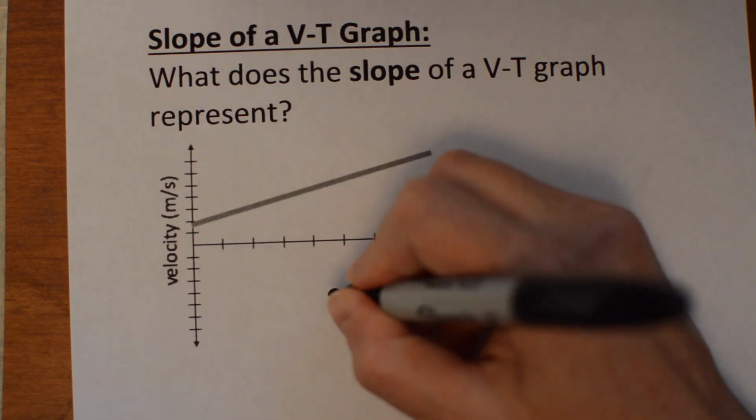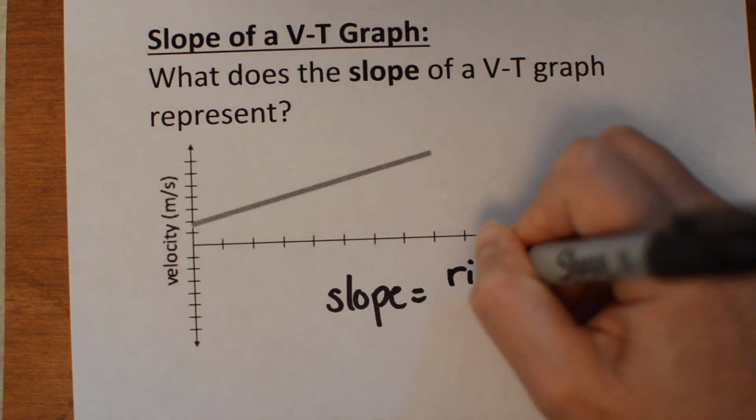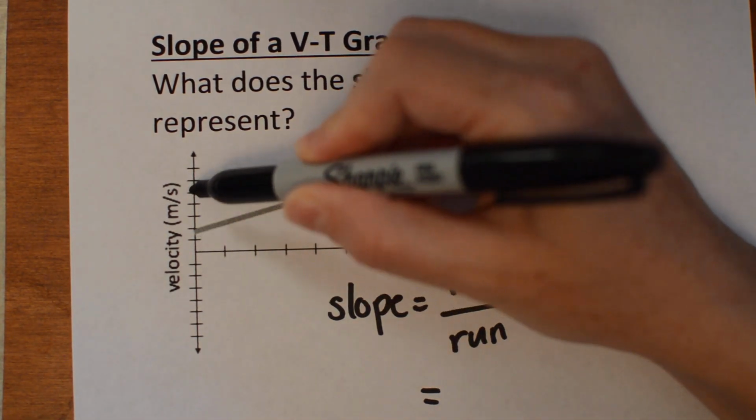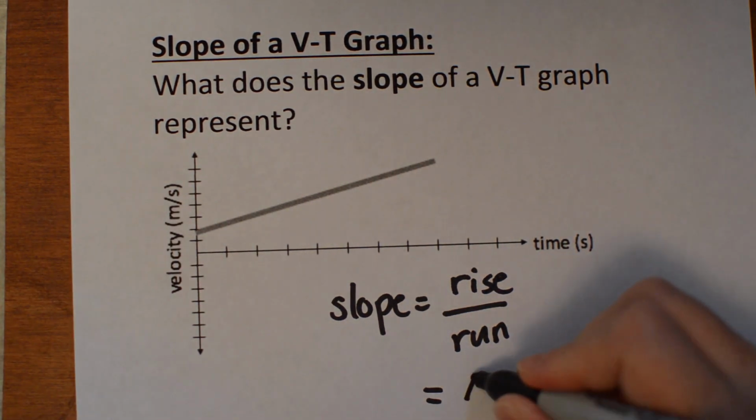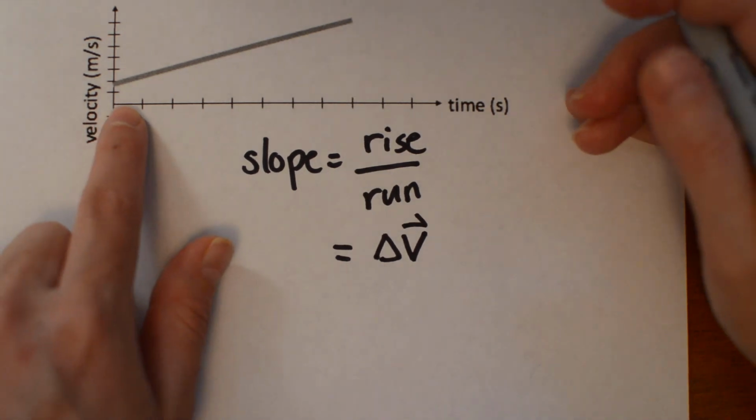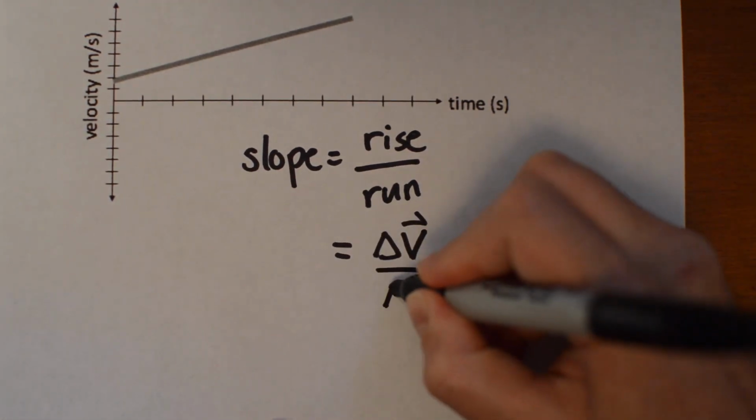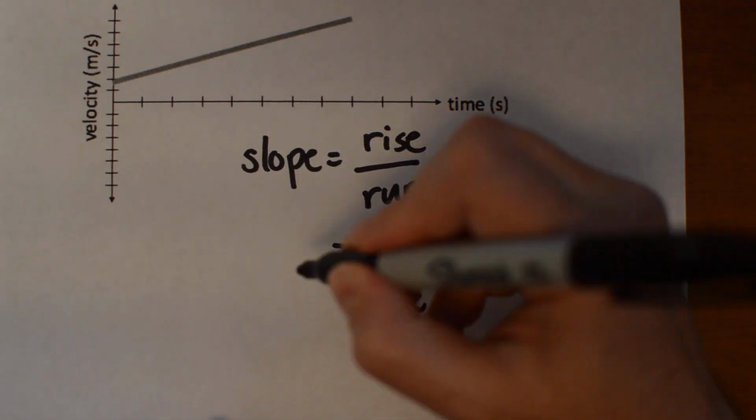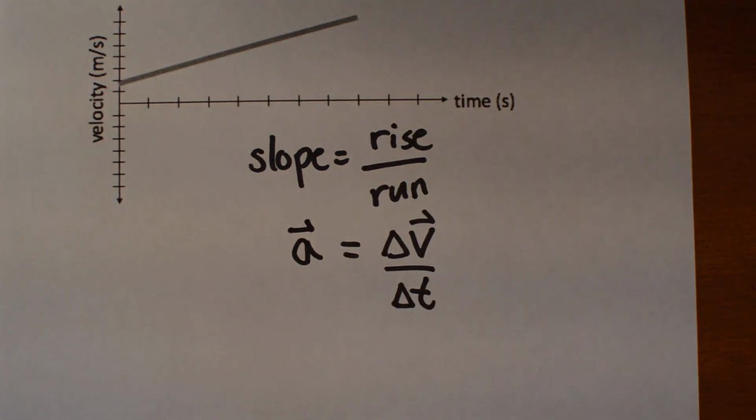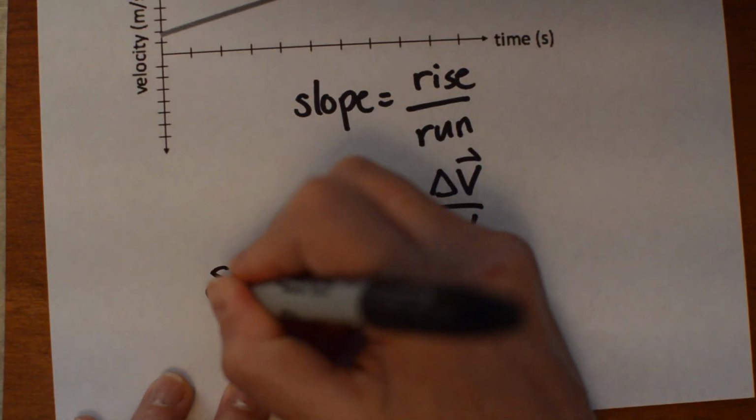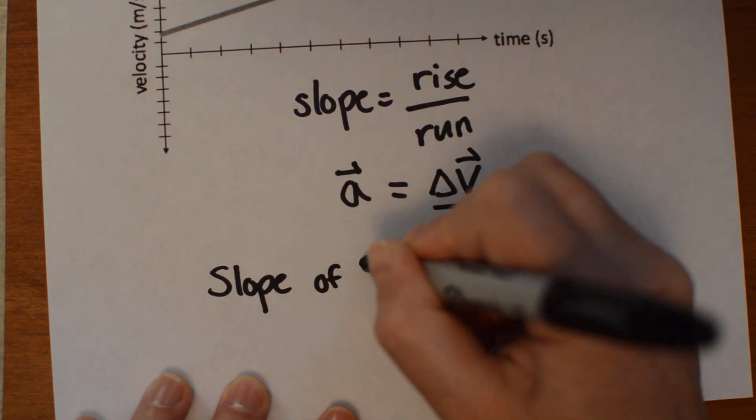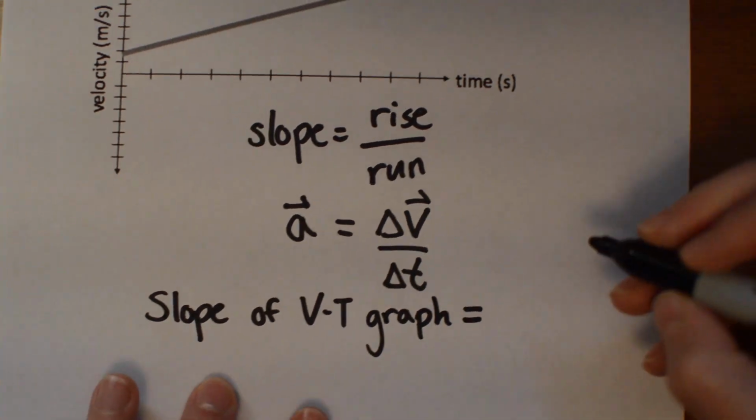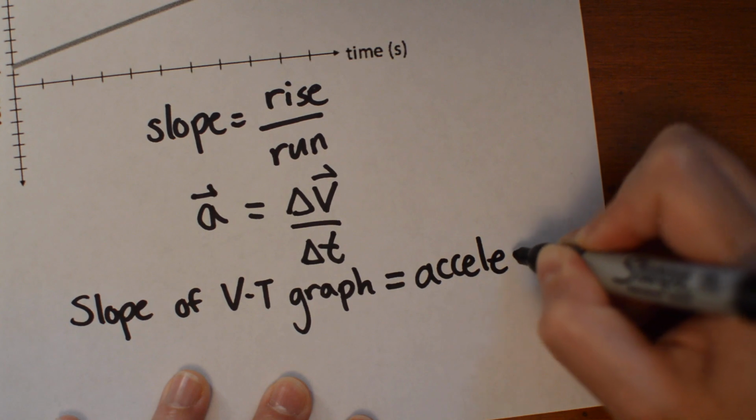So a slope is a rise over run. So let's see what the rise is. The rise would be a change in velocity, right? As you go up, your velocity is changing. So that's a delta V. The run is a change in time, right? That's what's on that axis. If I think about, well, what is a delta V over delta T? That's actually just the formula for acceleration. So the slope actually must represent the acceleration. So the slope of a VT graph, a velocity time graph, is equal to the acceleration of the object.